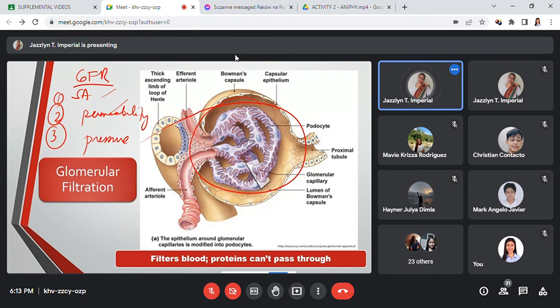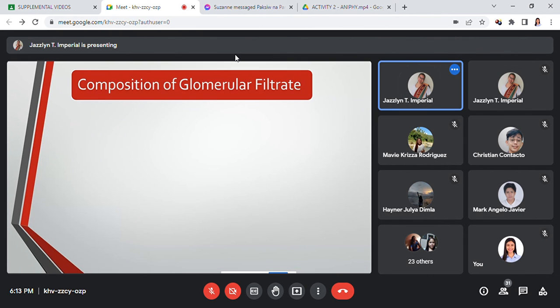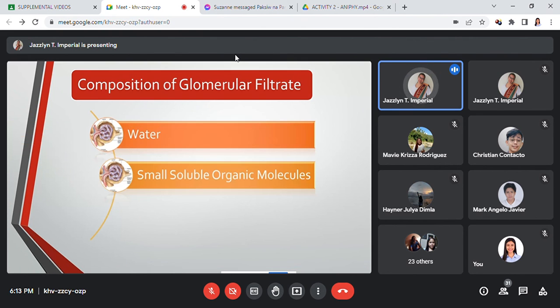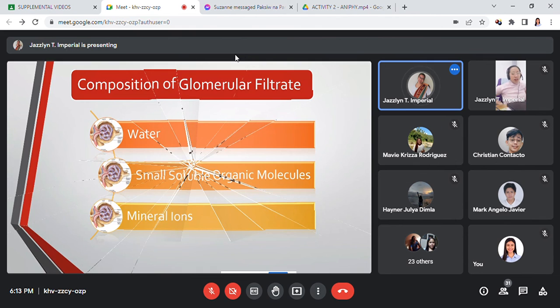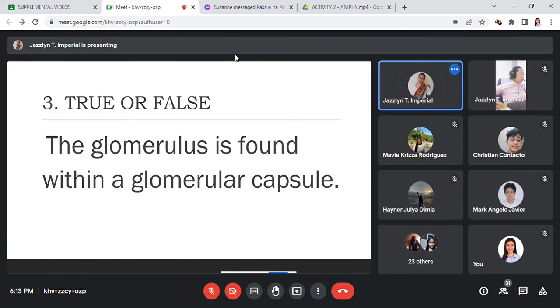You are. Okay? So, usually ang glomerular filtrate is composed of water, organic molecules, and of course, mineral ions. So the sizes vary. So this is question number 3.